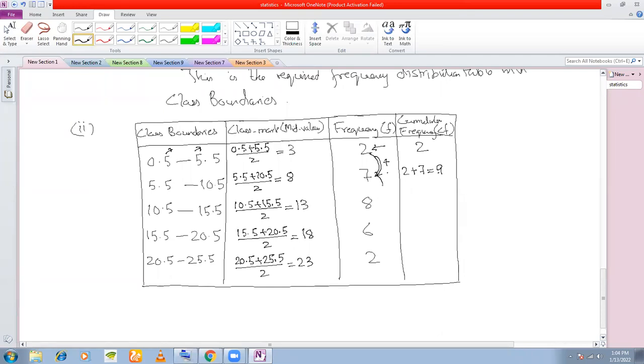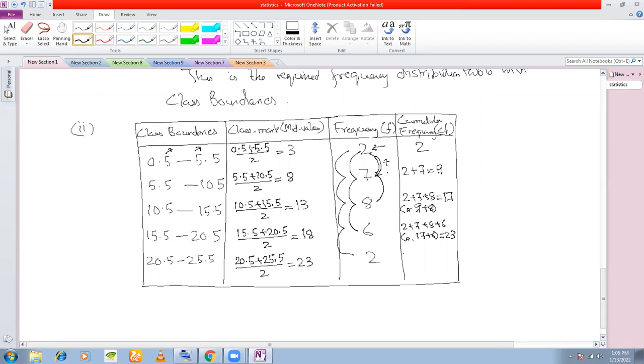Now you add these 3. So you have 2 plus 7 plus 8, or you can also write 9 plus 8, right? Which is 17. Now you add the next 4 for the next cumulative frequency. This is 2 plus 7 plus 8 plus 6, or you can also write this as 17 plus 6, which is equal to 23, right?